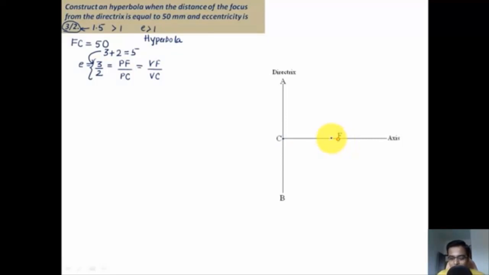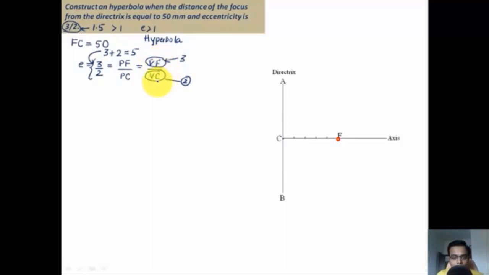So the distance between C and F has to be divided into 5 equal parts. What essentially needs to be done is you need to keep a scale over here, and 10 millimeters apart you need to put a point, something of this sort. Let me show you this way. Alright, so that's it. Now VF, how much is VF? It's 3 units, and VC is 2 units.